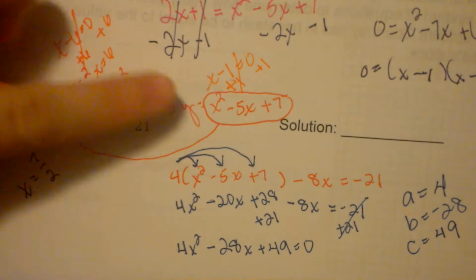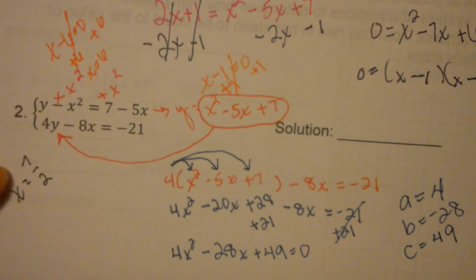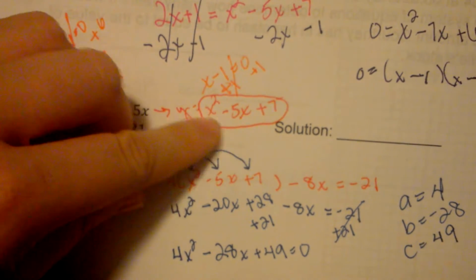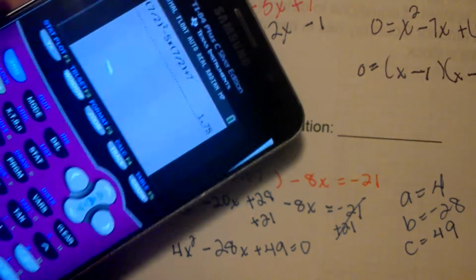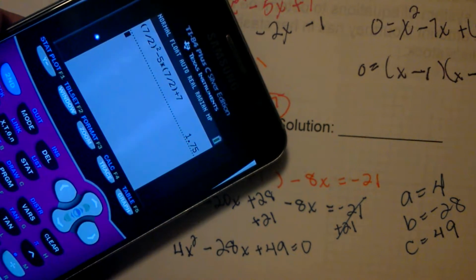I'm going to use the equation I already have solved for y. So I'm going to square this, and then I'm just going to plug that in the calculator. 7 halves squared. For this, I do need to put parentheses around 7 halves. I square it. Then subtract 5 times 7 halves. And again, I'll put parentheses around 7 halves. Plus 7. And I get negative 1.75. So that's how I put it in the calculator.